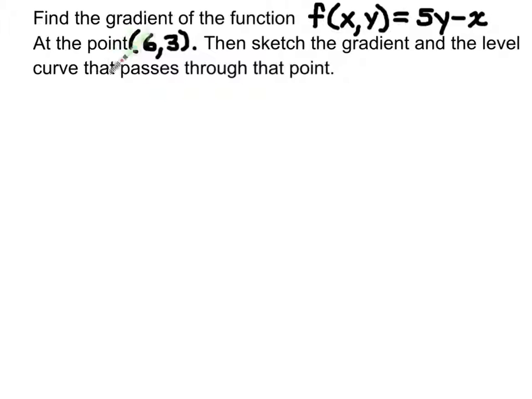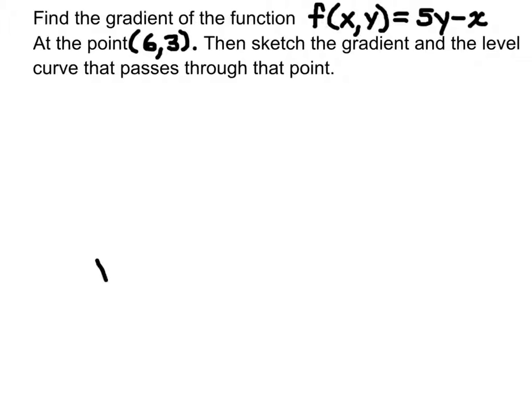Find the gradient of the function f of x, y equals 5y minus x at the point (6, 3). Then sketch the gradient and the level curve that passes through that point.